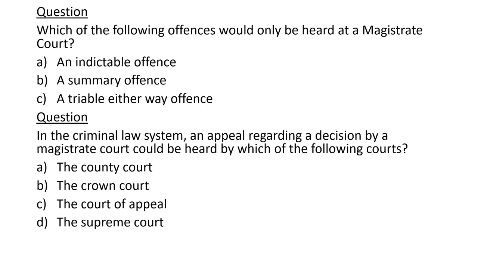A triable either way offense. So basically in a triable either way offense, it's the decision of the defendant whether he wants his case to be heard as a summary offense or an indictable offense. So if he selects the summary offense, that is heard at the magistrate court. In case of indictable offenses, those are heard at the Crown Court where a jury decides the case and the verdict.